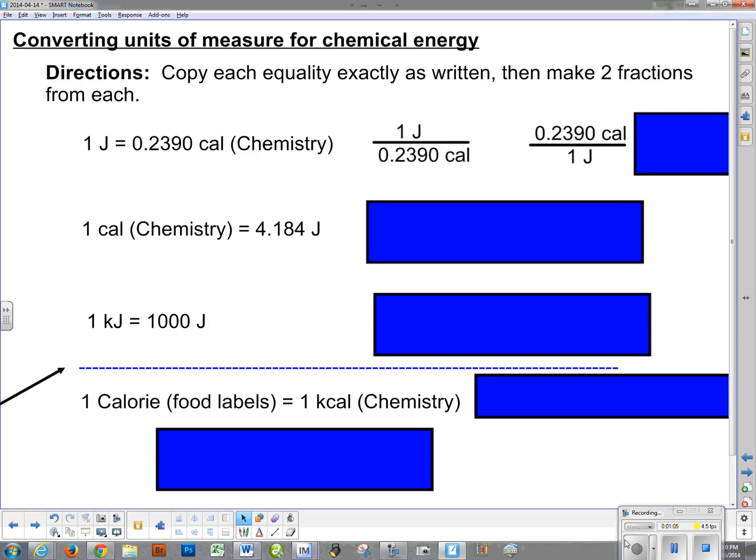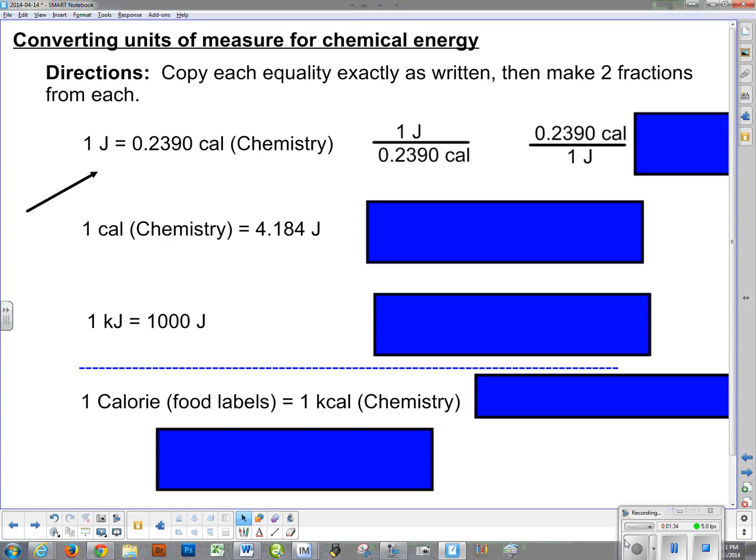Because sometimes, like for this guy right here, if you're starting with calories, and if calories were your given, then you'd want calories on the bottom, right? But if joules was your given, then you'd want joules on the bottom, and your fraction would look like this one over here. Does that make sense? That's what this is all about. Okay? And let's move on.